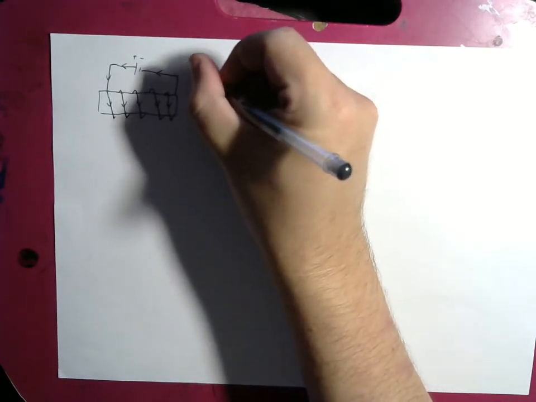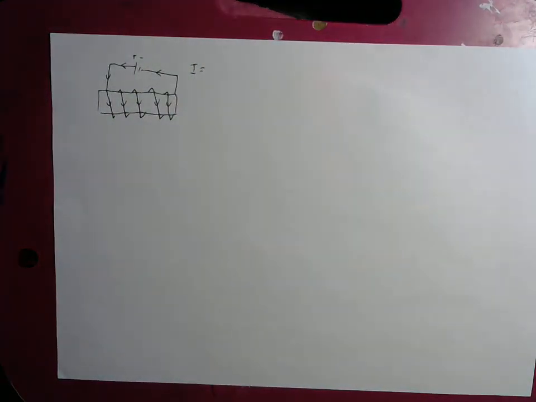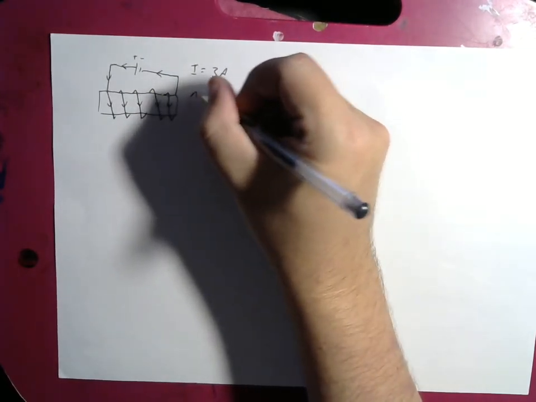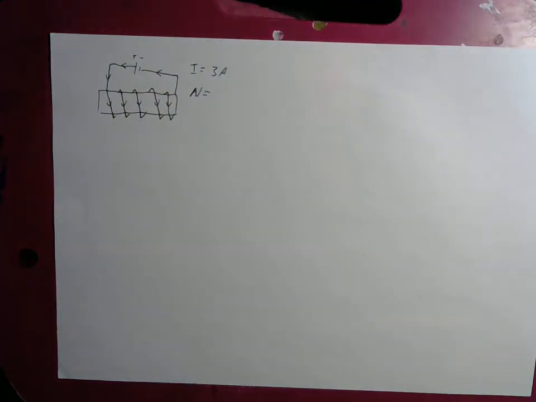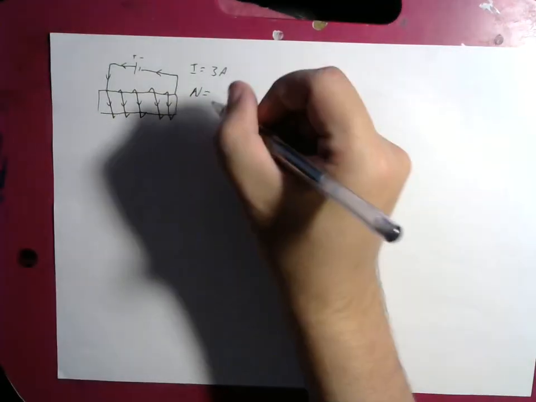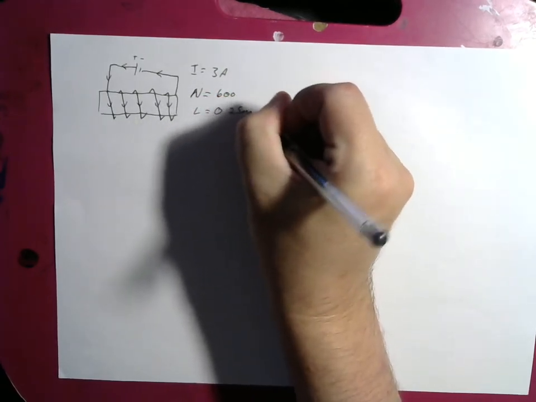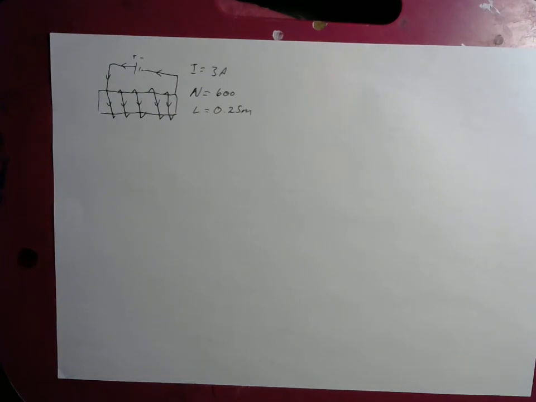The I here was equal to 3 amps. The number of coils, capital N, was 600, and the length is equal to 25 centimeters, so 0.25 meters. Now, I'm going to do the working out twice. I'm going to do the working out using Walding's method, which follows the syllabus, and then I'm going to show you how you could just use the last formula. Both would be fine.